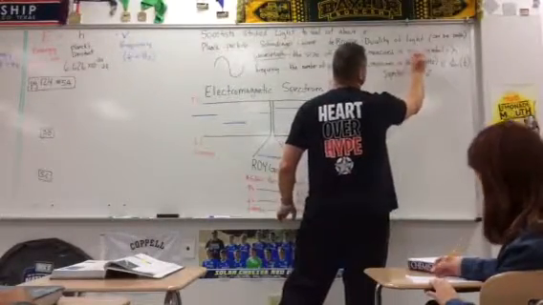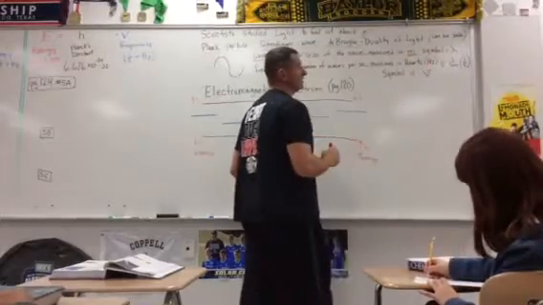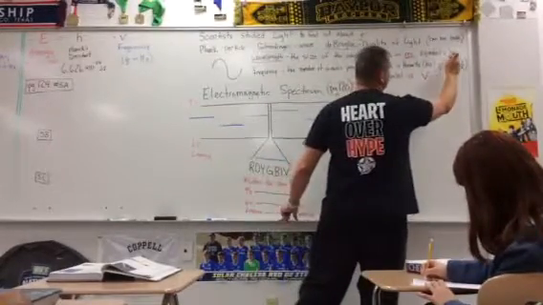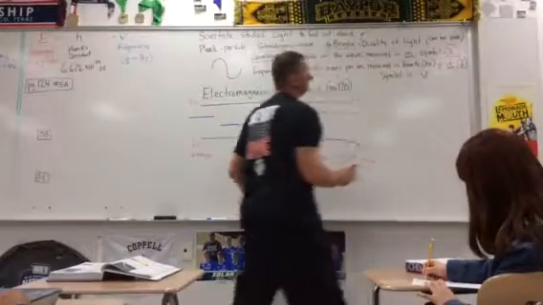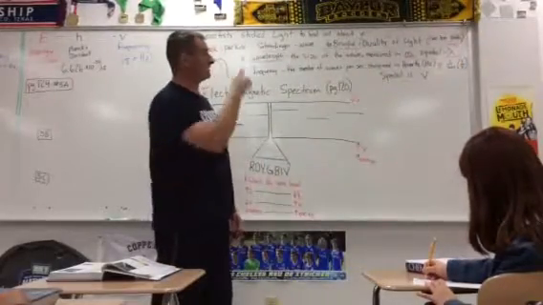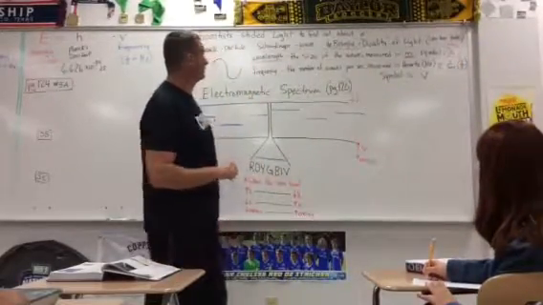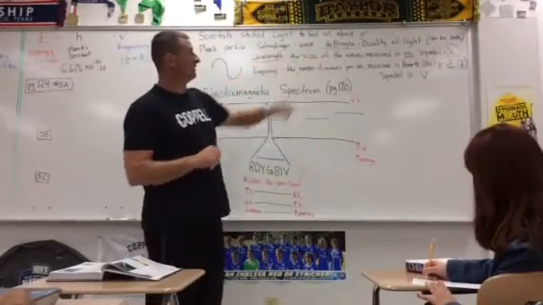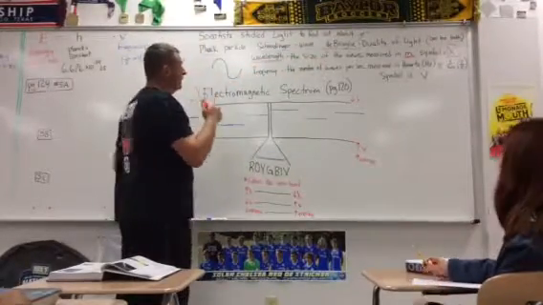It is measured in meters, with the abbreviation of m, and the symbol for wavelength is a lambda sign. That lambda sign is like an upside down Y. So when we talk about wavelength, we're talking about the symbol lambda.